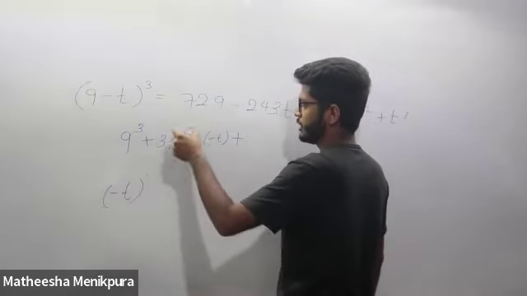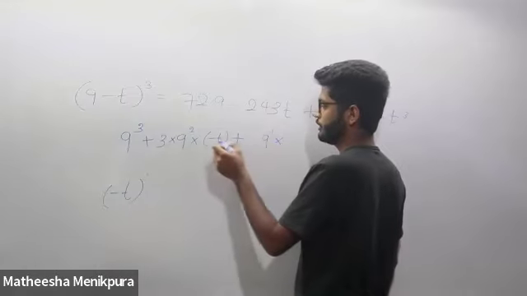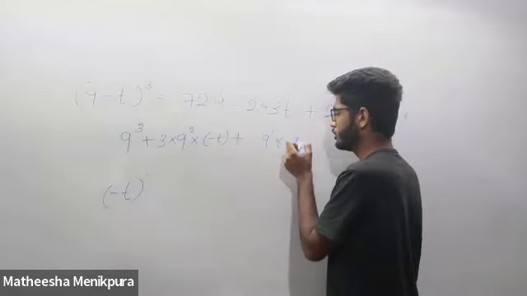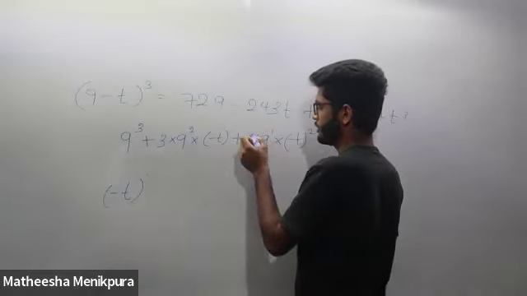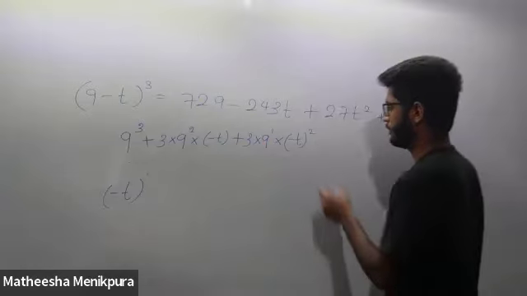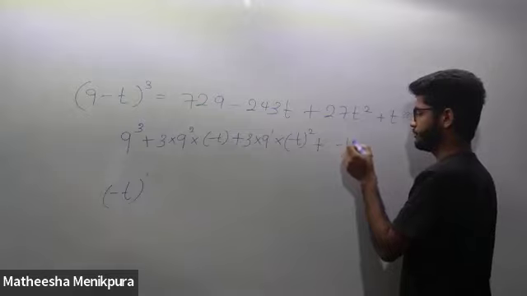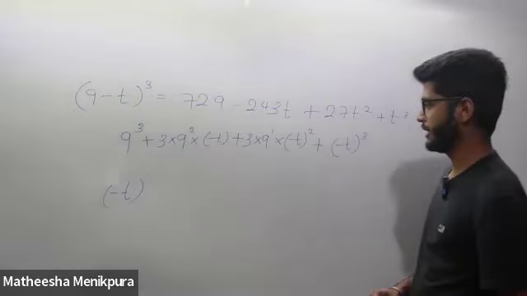Here 9 to the power 3, 9 to the power 2, then it should be 9 to the power 1 multiplied by minus t to the power 2, it should be minus t squared. Multiply this one again by 3. Okay, plus minus t to the power 3. Minus t to the power 3.